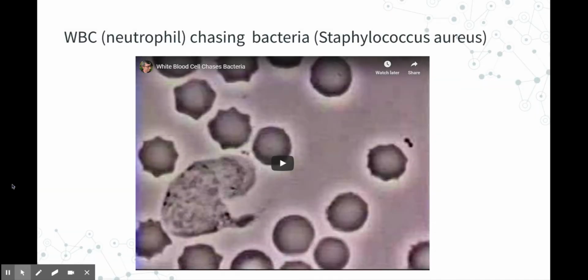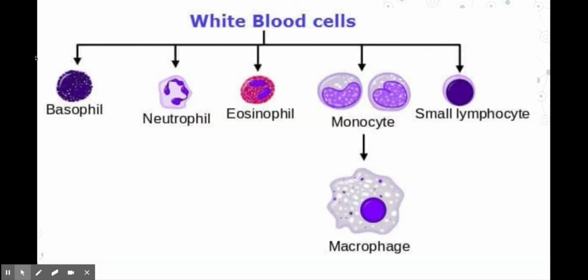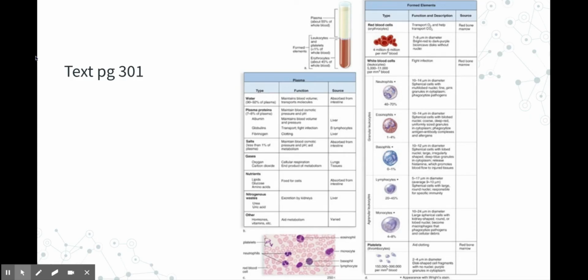So here, if you look at this video, you will see the phagocytosis of a bacteria by a white blood cell, specifically a neutrophil. They do have slightly different appearances. Again, we won't ask you to memorize or label these based on appearance, but here they are. And also in your textbook explained in much greater detail.